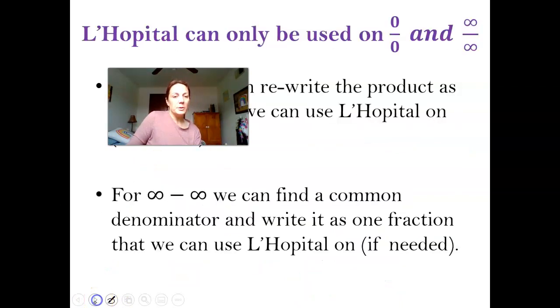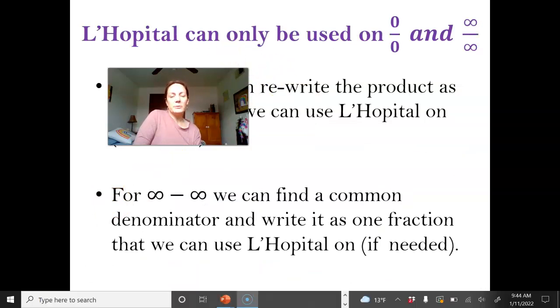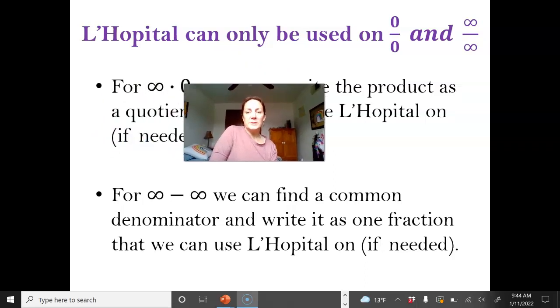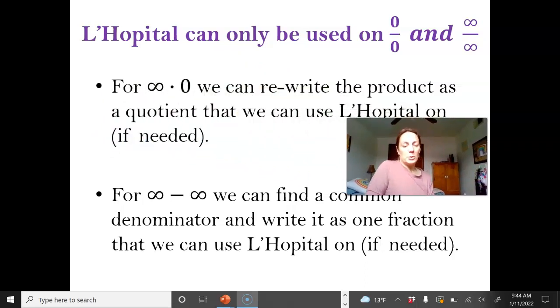So just to review really quickly, you can only use it on 0 over 0 and infinity over infinity. If you see an infinity times 0, rewrite that thing as a quotient. If you see an infinity minus infinity, you're going to have to rewrite it as one fraction. So you're going to have to find the common denominator. As I said before, this one is way more common than this one. They say to focus on 0 over 0, infinity over infinity, and infinity times 0. They say to focus on those ones, but they never say they won't give us this one.